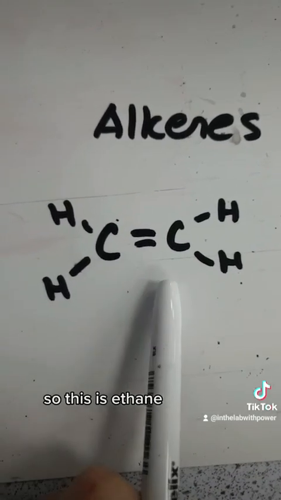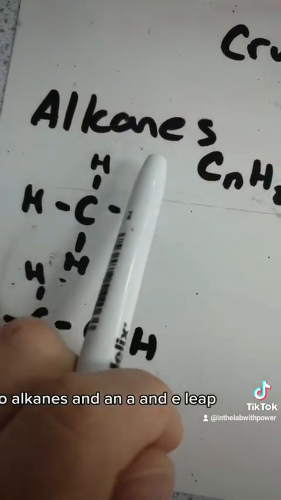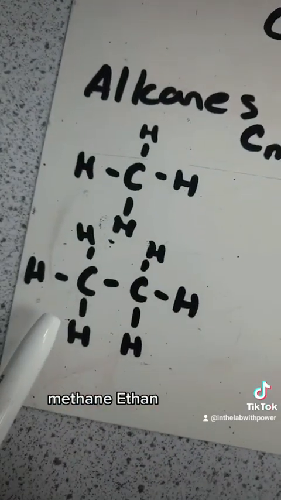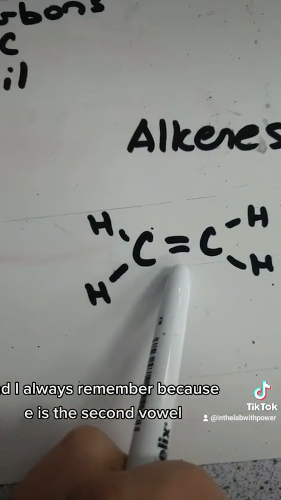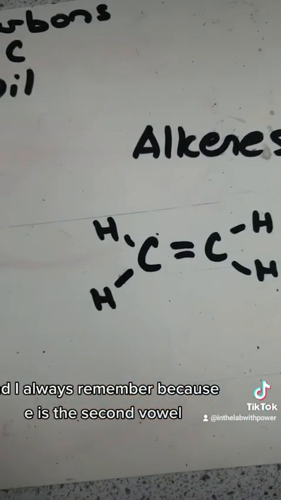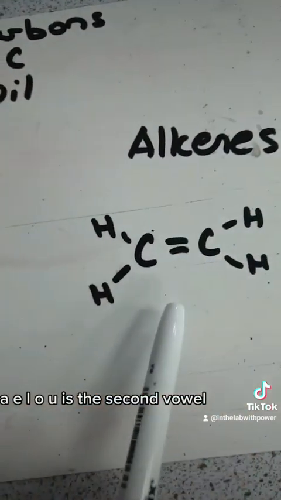So this is ethene. So alkanes end in A-N-E, methane, ethane. Alkenes end in E-N-E, and that's because there's a double bond. And always remember, because E is the second vowel. A-E-I-O-U, E is the second vowel.